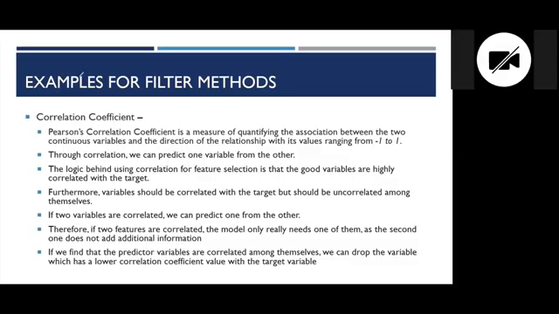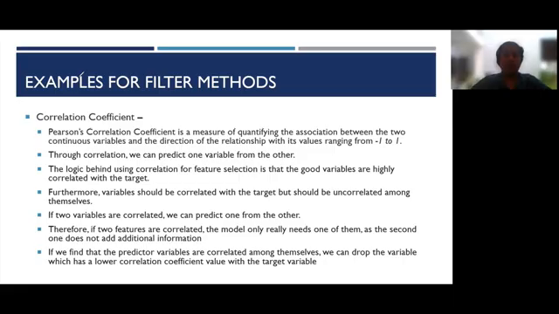Okay. So this is Pearson correlation. It is a measure of quantifying association. Anyway, you know that correlation you have learned. So it's giving a level of association between variables, right? Through correlation, we can predict one variable with other variables.